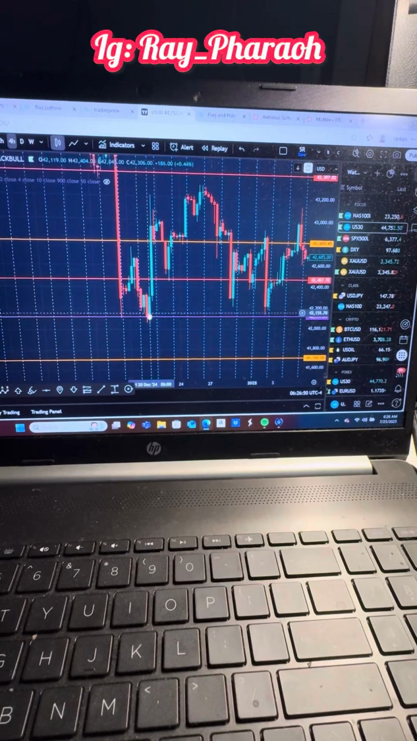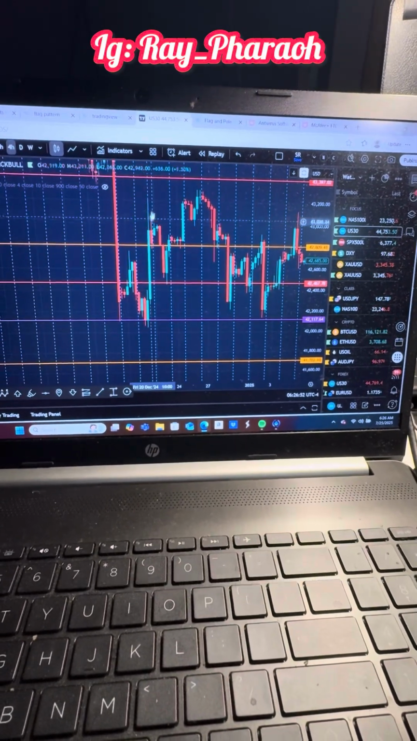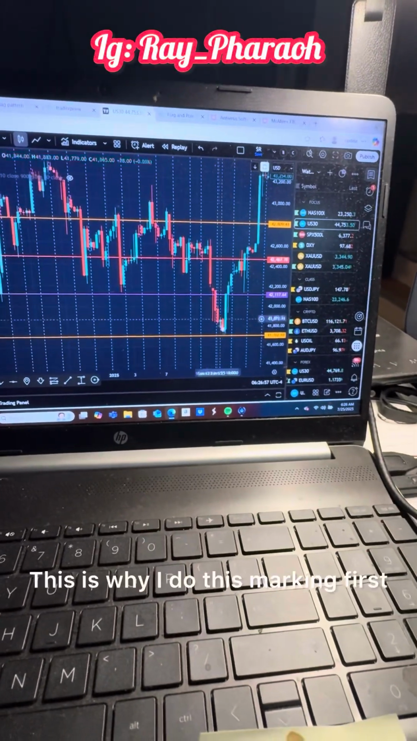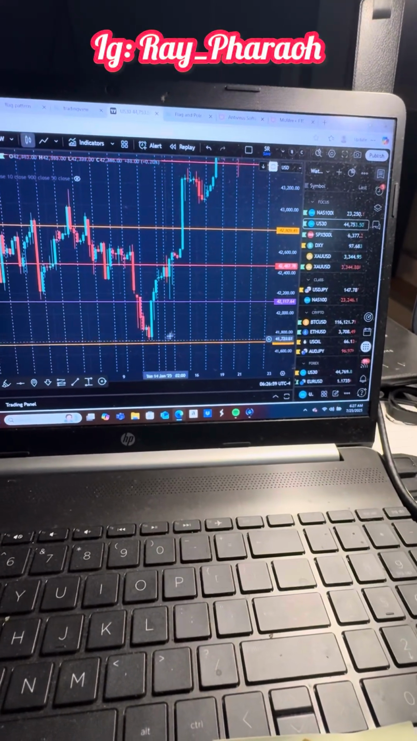You see all this rejection on this area? Boom, pushed up again. You see this again? Rejection on this area? Boom, pushed up again. This is why I do this marking first, you know what I mean?